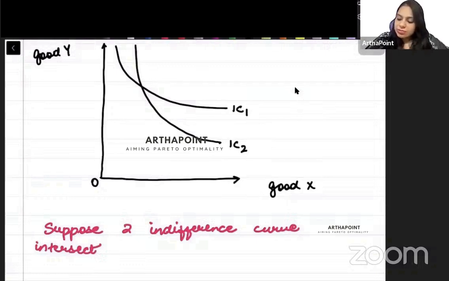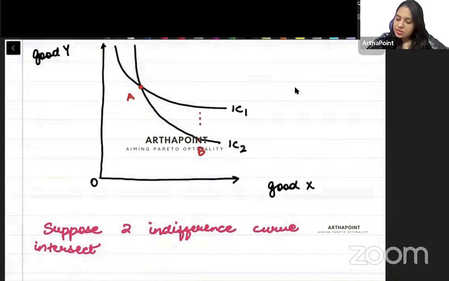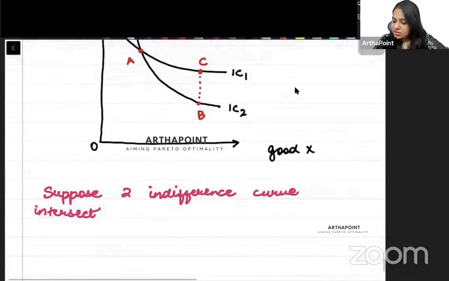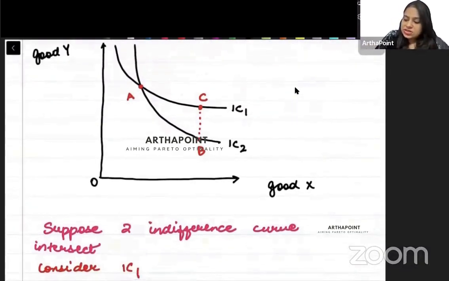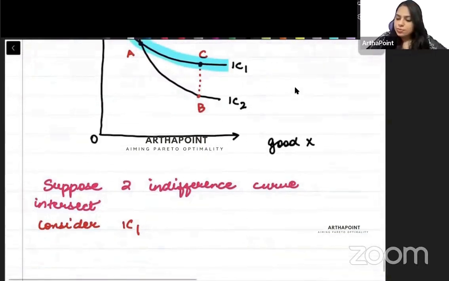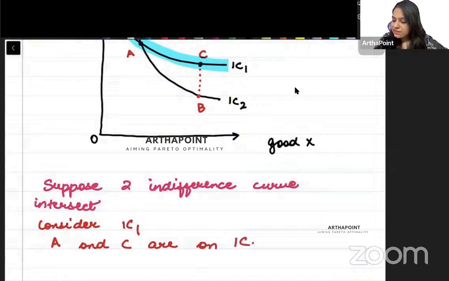Then what will happen, beta? If I take 3 points, point A, point B, and point C, consider indifference curve 1. Consider IC1. What has happened? Points A and C are on IC1. Both are on the same indifference curve.